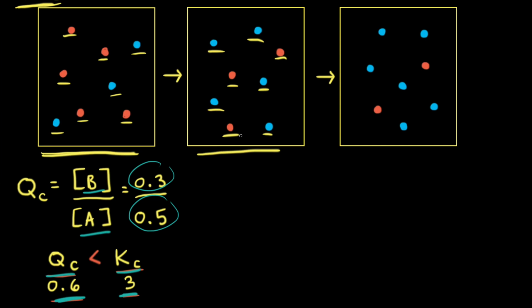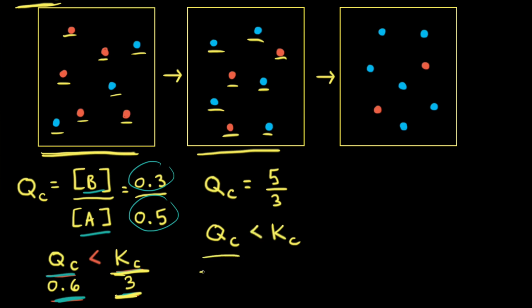Let's calculate Qc at this moment in time for our second particulate diagram to see if we've reached equilibrium yet. Well, we have 5 blue particles and only 3 reds, so Qc would be equal to 5/3. Remember that the equilibrium constant Kc is equal to 3. Therefore, Qc is still not equal to Kc, and therefore the reaction is not at equilibrium. And Q is actually still less than K.